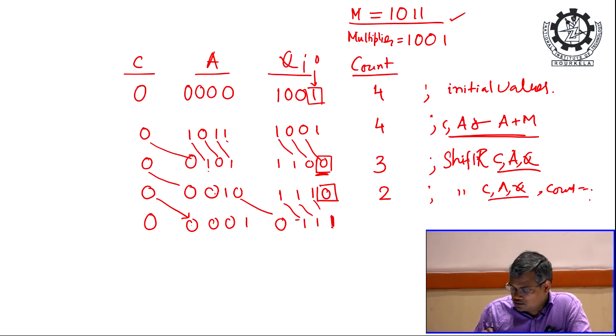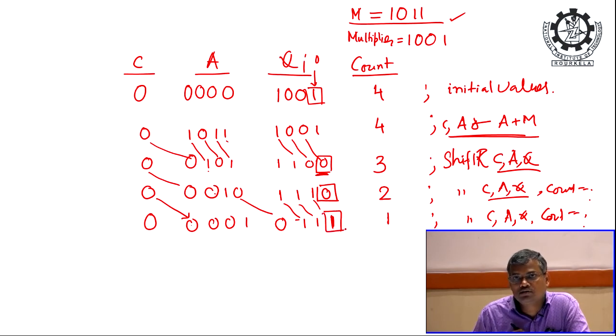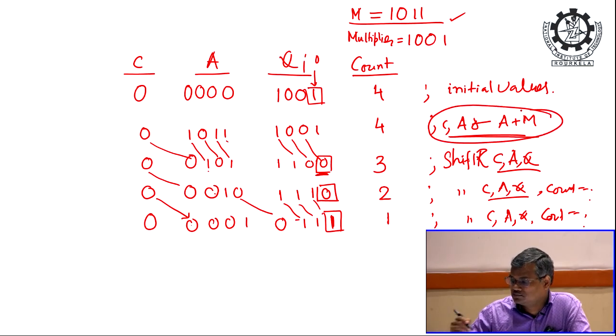Okay. So, then this value will be 1. So, shift C A Q and count is reduced. Okay. Now, Q 0 is 1, then simply you have to add this step C A Q equal to A plus M. So, C is A and this is C A, you have to add M, M is nothing but the multiplicand.